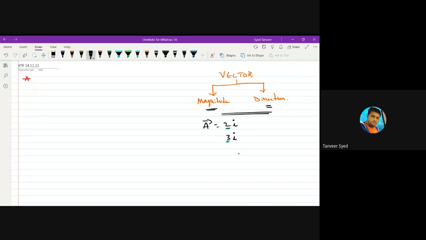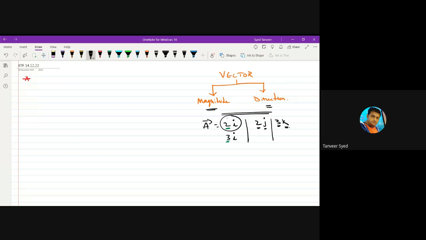Or if I make this vector, keeping the magnitude same, if I change the direction, 2j. 2j is a completely different vector. So magnitude is same, direction is changed, vector changes. Or this thing, 2i is the original vector. I am changing the magnitude from 2 to 3 and I am changing the direction from i to k. So this 3k is entirely a different vector. That means if either magnitude or direction or both change, then the value of a vector changes.